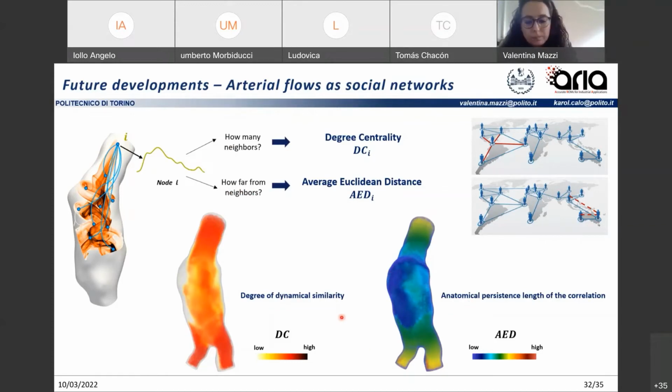These are just preliminary results on abdominal aortic aneurysms, and we noticed, interestingly, that, for example, the nodes of the network with the fewest number of connections, and also for which the dynamical correlation expires in a short distance, are located inside the aneurysmatic sac. So it could be interesting to further explore the complex networks approach in relation to the aneurysmal flow.